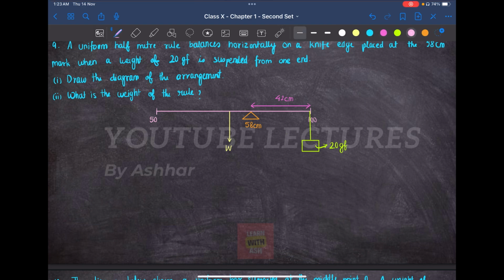It would have been 50 centimeter, but now it has become 58 centimeter. How much difference is there in between this portion? So we can say that I can take this as 8. Alright. So what I can write is that the weight of the ruler multiplied with 8 will give us 42 multiplied with 20. So the weight of the rule is 42 multiplied with 20 divided by 8. So 4 2 times, 4 5 times, and 2 21 times. So we get 105. The unit will be gram force only.